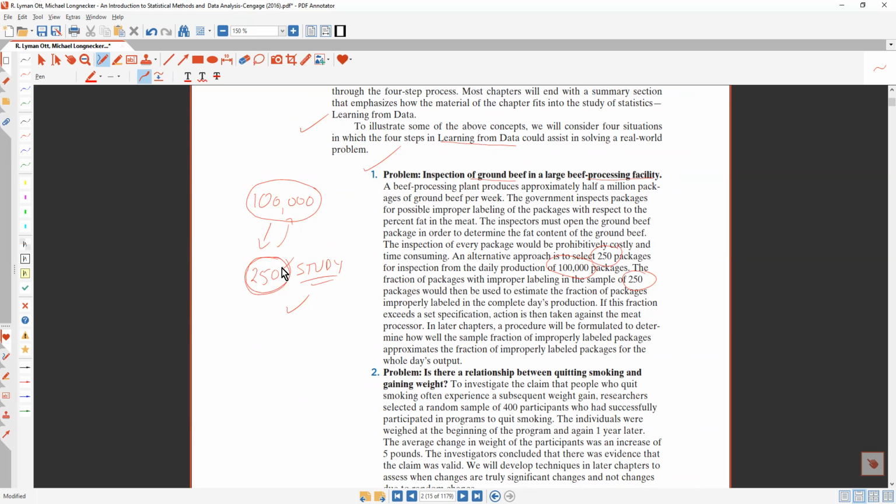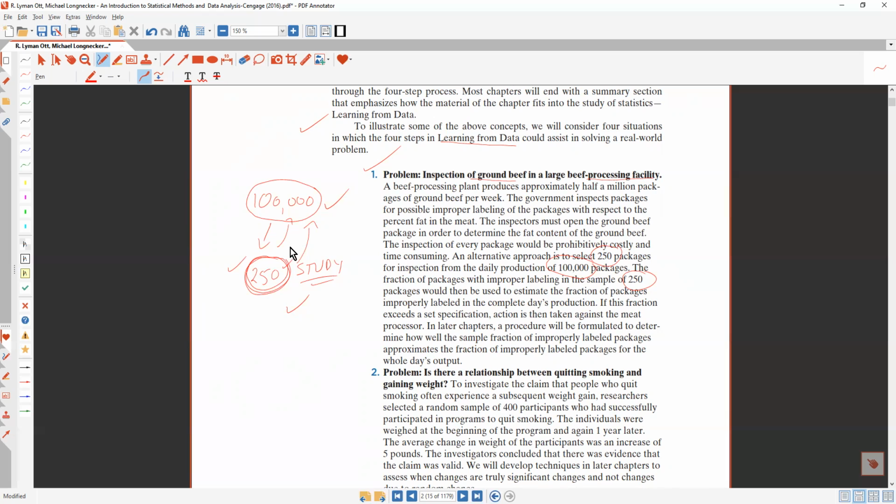The idea here is that instead of having to study 100,000 observations, which would take too long, it'd be too expensive, we instead study a smaller subset of that wider group. And we study the 250 in this case, and then if these look okay, then we try to make an inference that the 100,000 are okay as well.